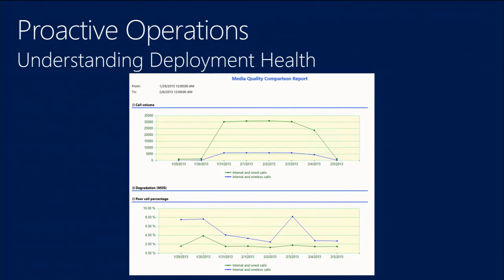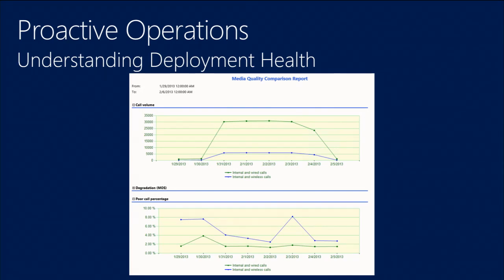We also have a media quality comparison report. And this gives you the ability of going through and finding out your overall key indicators, your call volume, poor call, and again, those key indicators of network causes for poor audio quality. You have a lot of different options that you can do here in making sure that you're comparing two different streams. What I have here is a screenshot of a comparison between internal and wired calls versus internal and wireless calls. And so you can see that the top graph shows that I have a lot more wired calls, which is great. That's what we want.